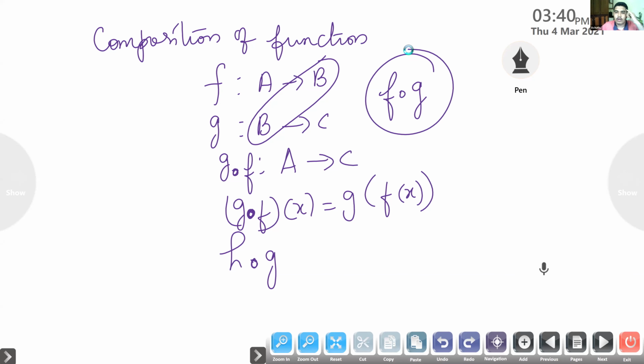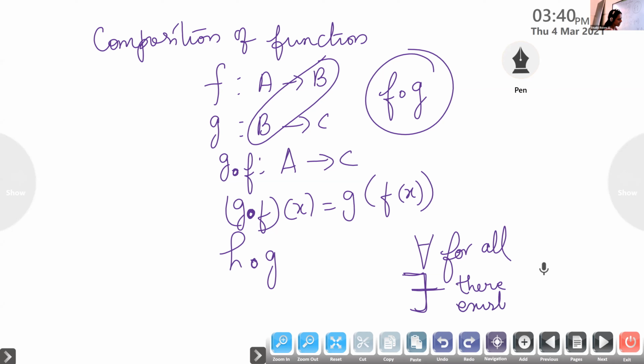Ma'am, what will we read if A is inverted? A written upside down, that is for all. This notation you are saying. Yes, this is for all. And this symbol you may see in some textbooks. This symbol we call there exists. In some reference books you can see this type of notation. There exists. This is for all.